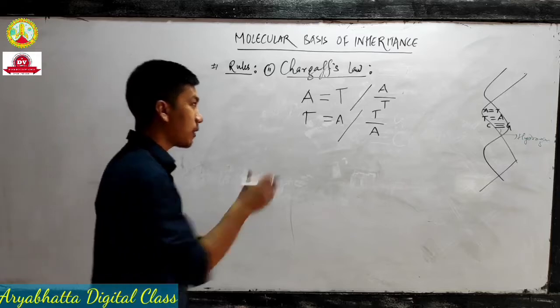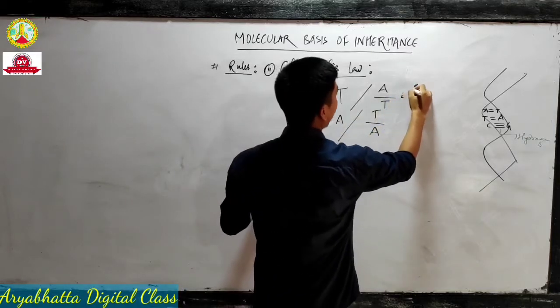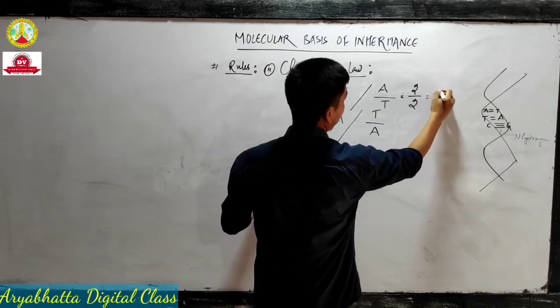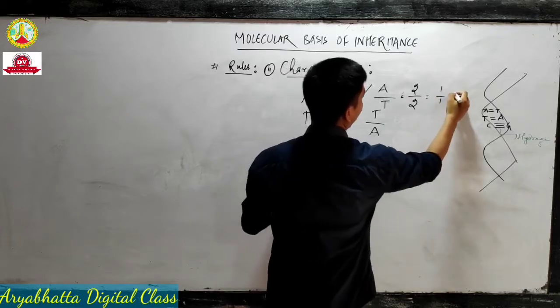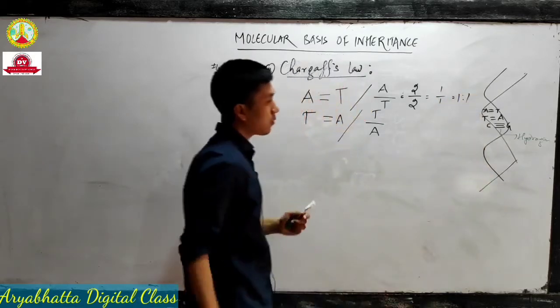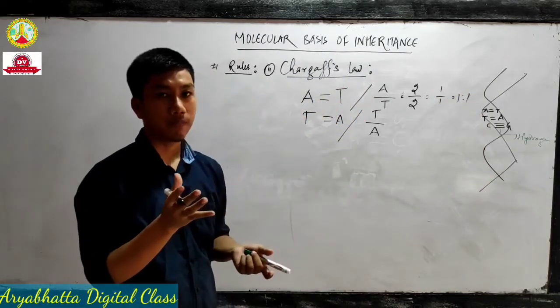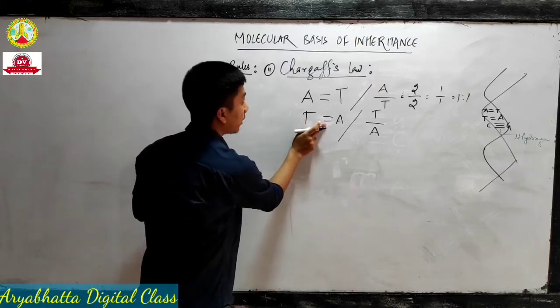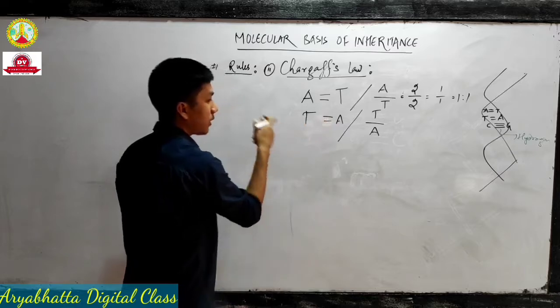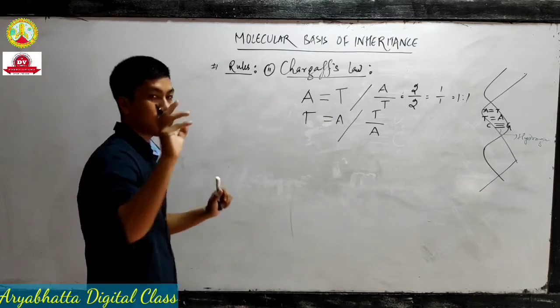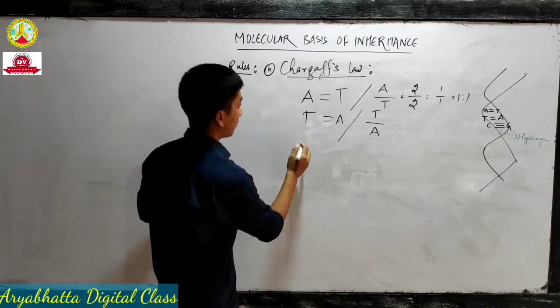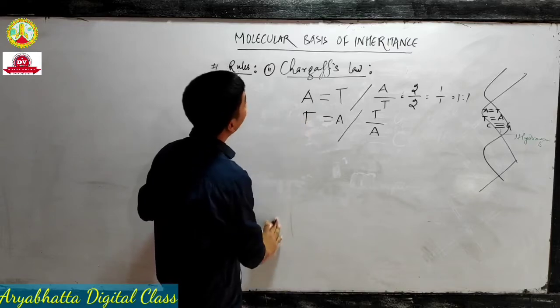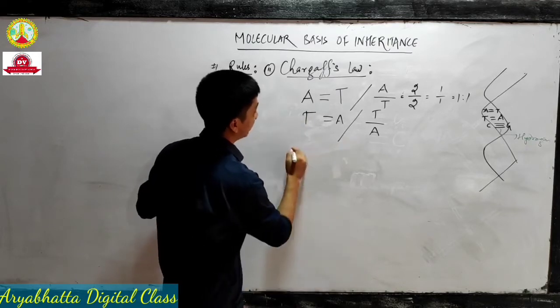Suppose the number of adenine here is 2 and the number of thymine is also 2, so ultimately it is going to be 1:1. So the number will be equal. Understood? This is not bond. Here in Chargaff's law it means it is equal. See the difference, try to understand, try to understand a little bit.